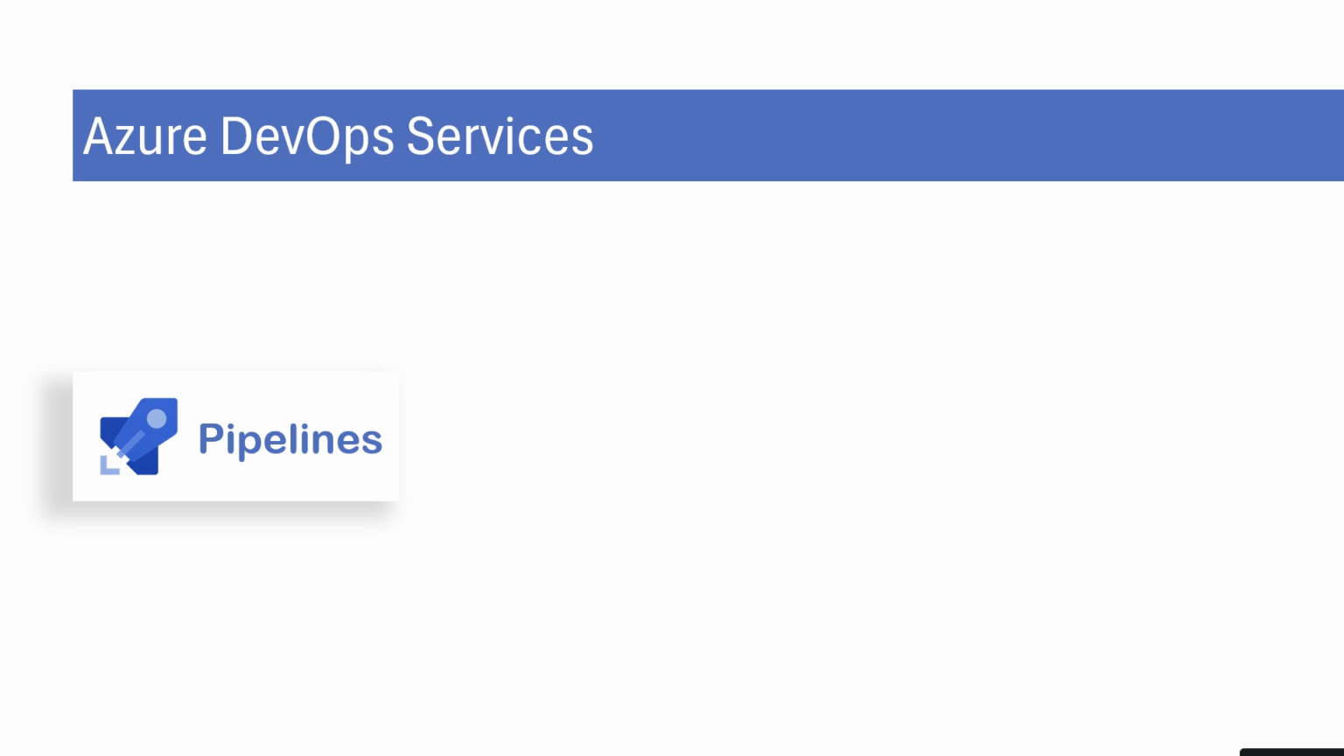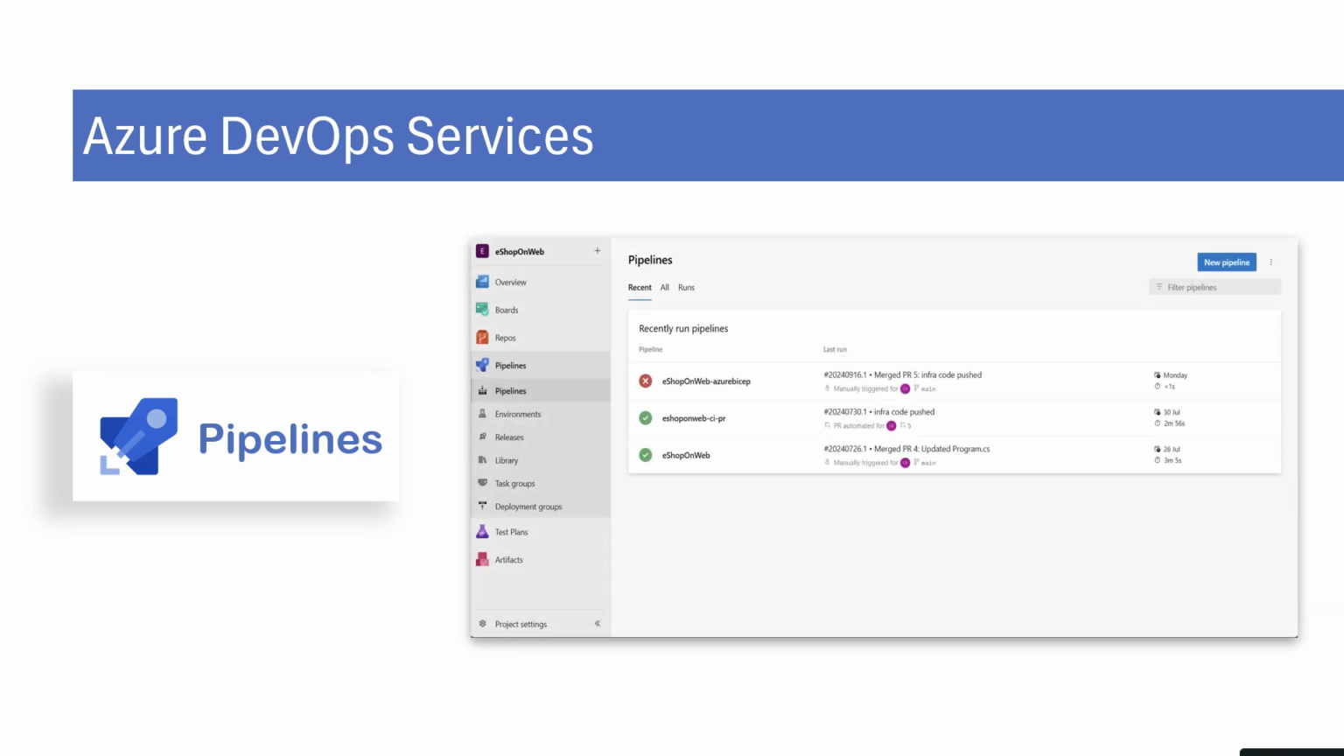Then we have Azure Pipelines. Azure Pipelines is a continuous integration and continuous delivery tool that automates the process of building, testing, and deploying code. It supports various languages and frameworks, including .NET, Java, Node.js, and Python, and so on.